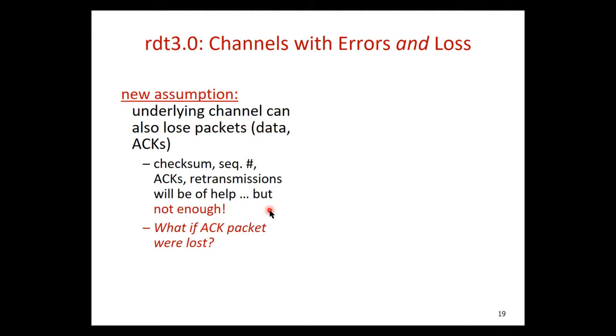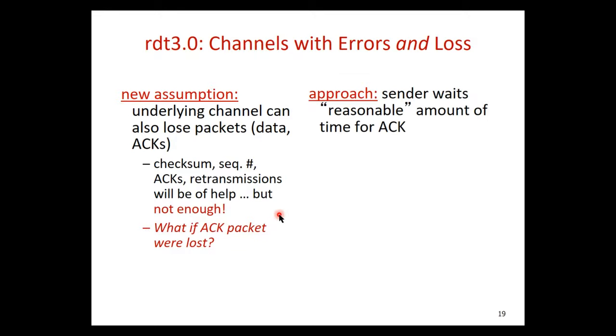So with everything we have defined, the checksum, sequence number, the ACK, retransmission, and so on, that will not be enough because the ACK could be lost, right? So the positive ACK may be lost. And if the ACK is lost, the sender will wait forever. Will stay stuck in that state where it waits for positive ACK. And then the positive ACK never comes.